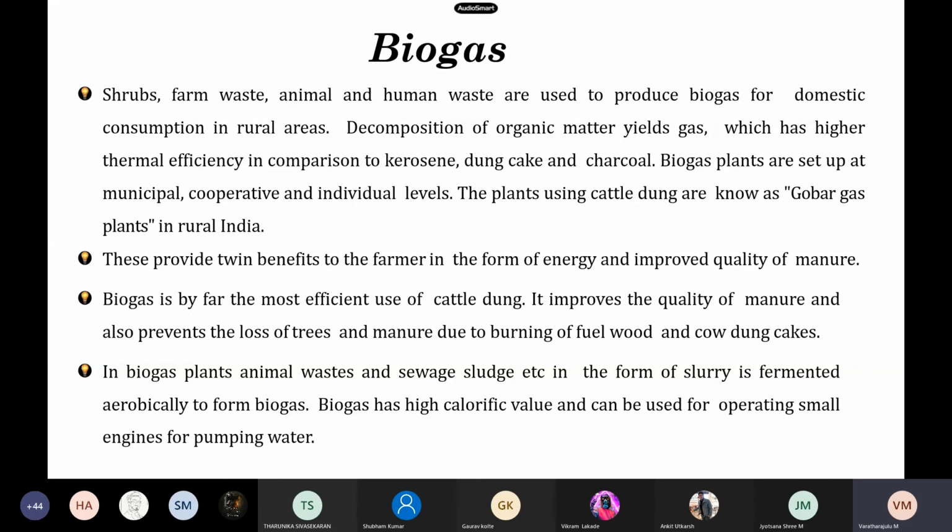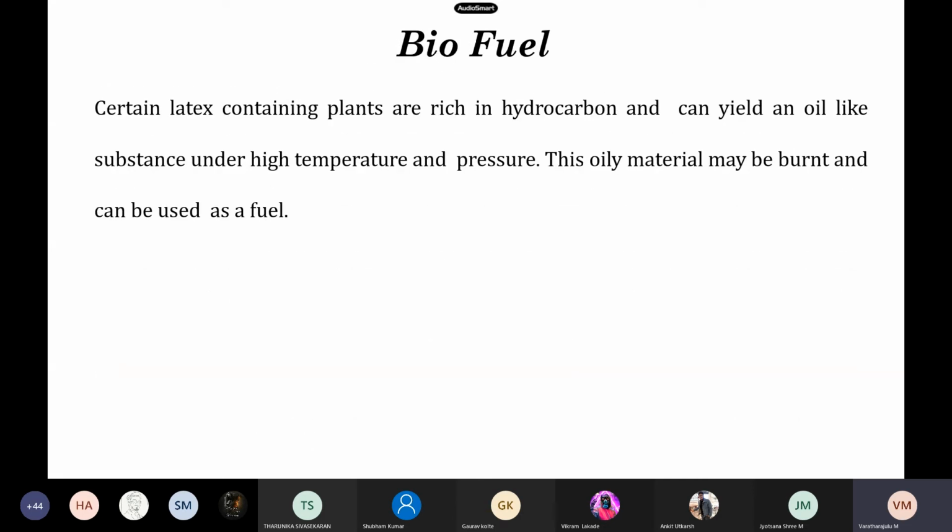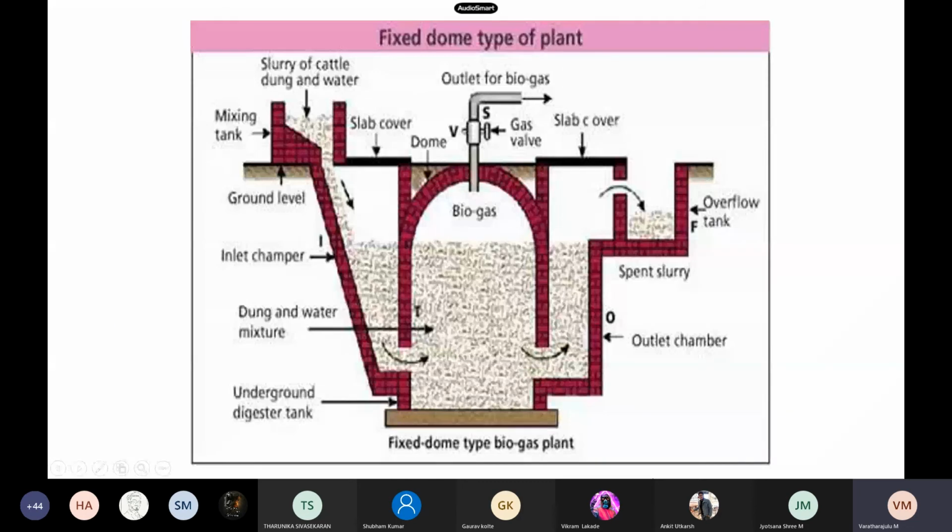This is the fuel, and this is the gobar gas plant. The in-feed to the gobar gas plant includes cow dung, garbage, that is urban waste, and agriculture waste, animal waste, etc. When this in-feed is mixed with water and fermented, fermentation is the process of chemical change in organic matter brought about by living organisms. What happens? The fermentation happens.